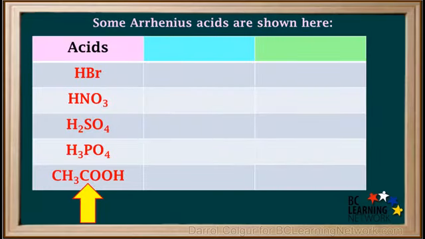A few Arrhenius acids are shown here. Notice their formulas start with H. This is the hydrogen atom they lose as H+ when they dissociate in water. In acetic acid, which is often written as CH3COOH, the H that the acid loses is written at the end of the formula instead of the beginning. Organic acids are often written this way.